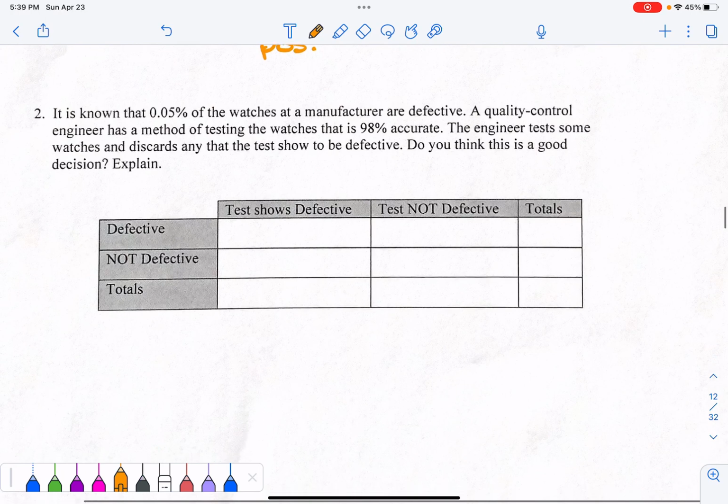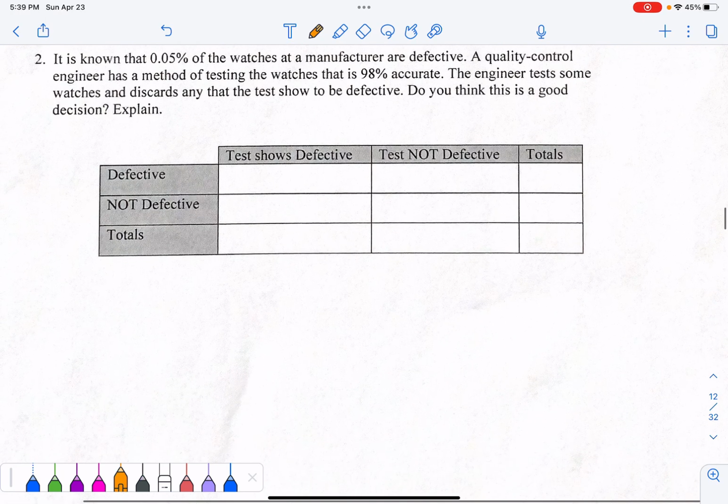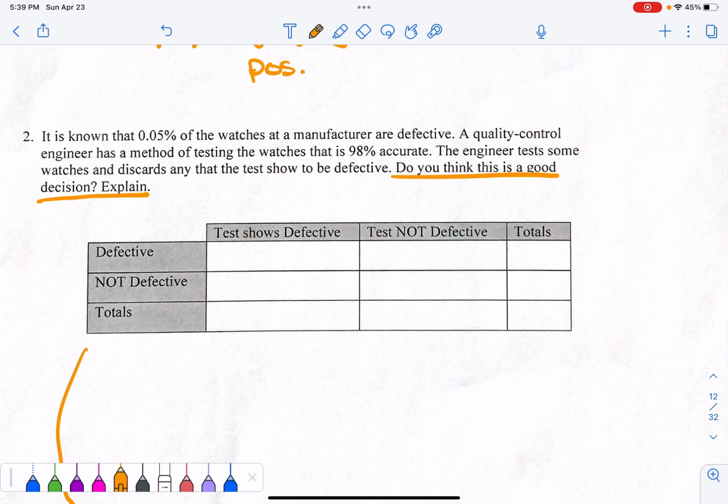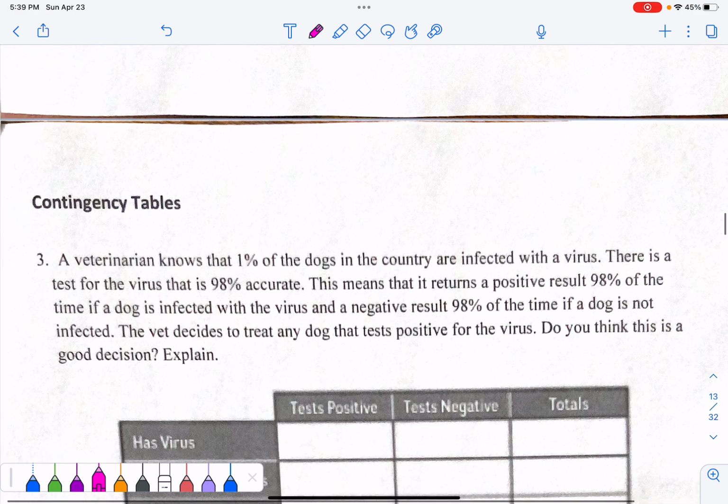All right. Number 2, same thing, but they don't have a step-by-step A/B for us to fill in. They ask us this question at the end, okay? So underline that question. That's what you're trying to answer. So here we go. Let's pull out the 2 pieces of information that we need. We're talking about watches.